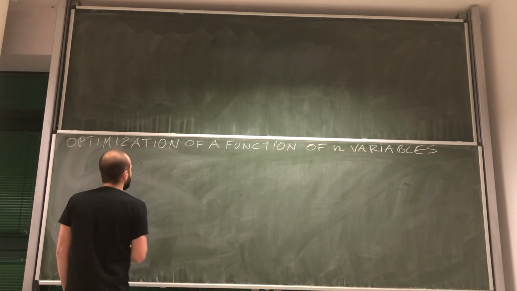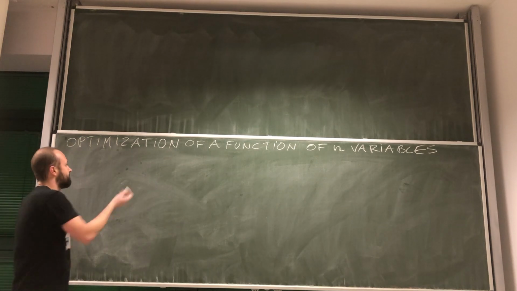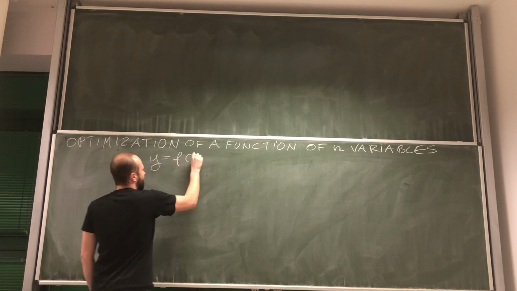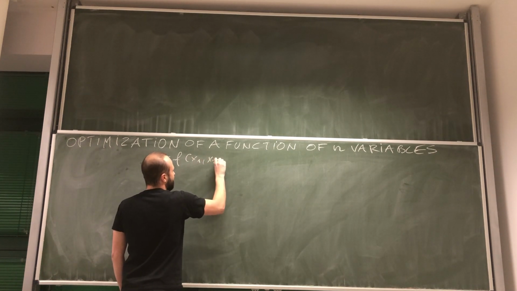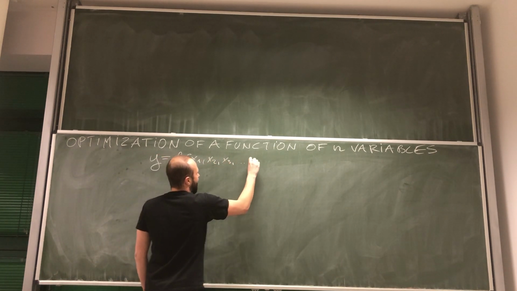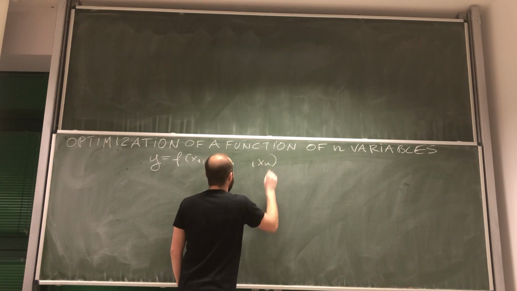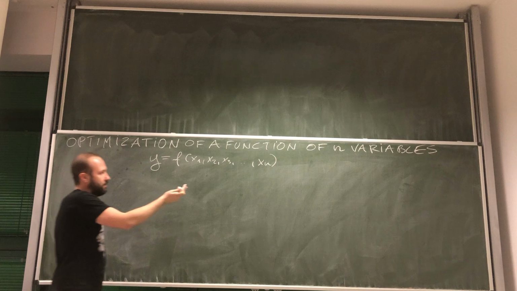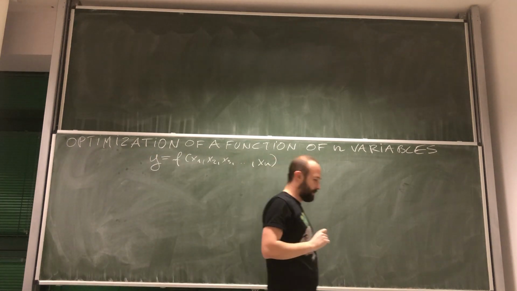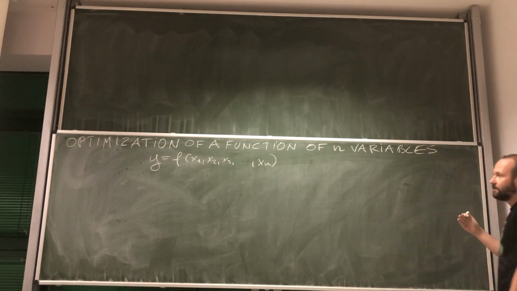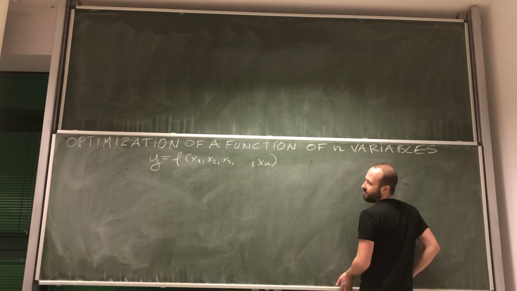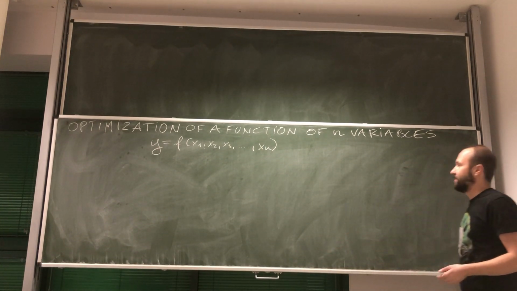Okay, so look, let's consider a case like that. y is a function of x1, x2, x3, until xn. So we have a finite number of independent variables or arguments in this function. Now, how can we find the maximum or minimum of this function?